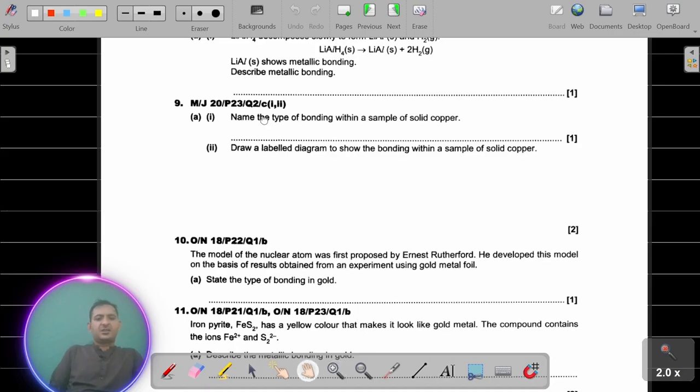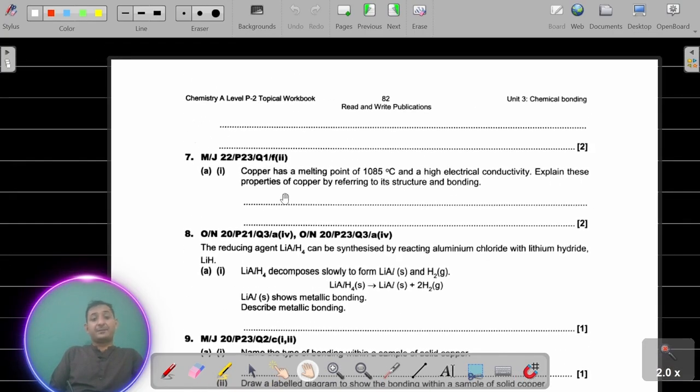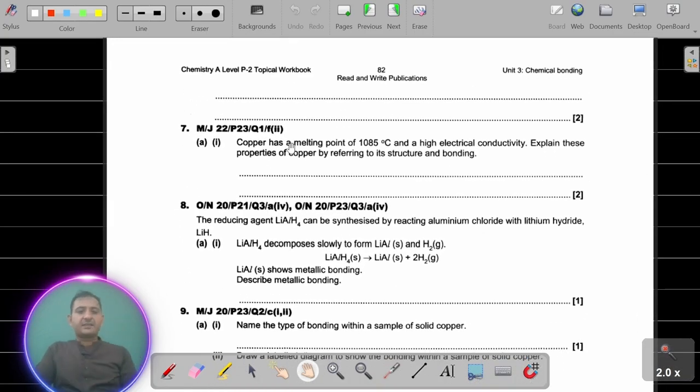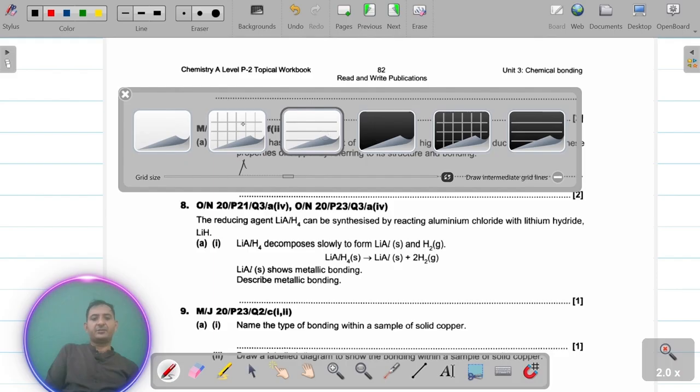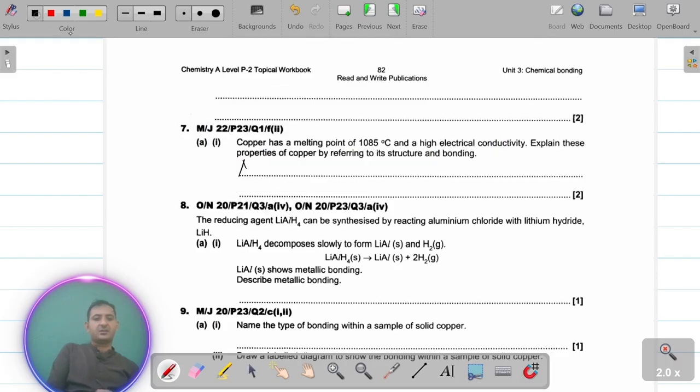Okay, still I think all questions are low order questions, very simple questions. Okay, copper has a melting point of 1085, a high melting point, and high electrical conductivity. Explain these properties of copper by referring to its structure and bonding. Once again, it is a metallic bond, and strong forces of attraction. It is a metallic bond. Sorry, all the time I need to change. Okay, it is actually a metallic bond.